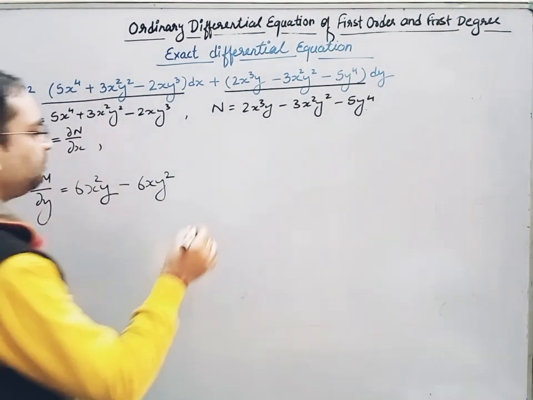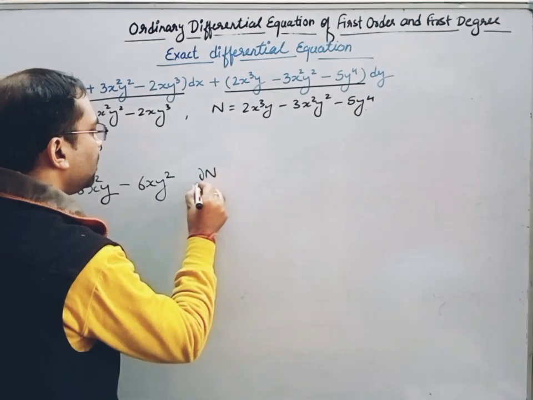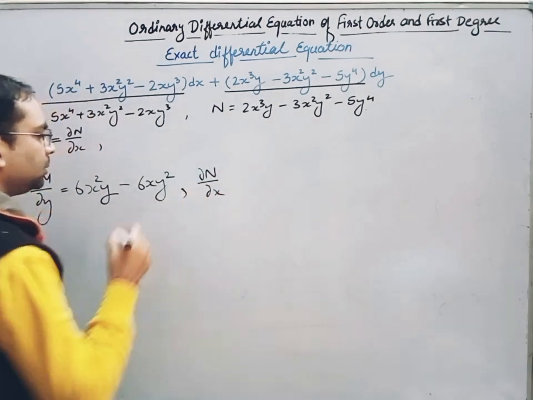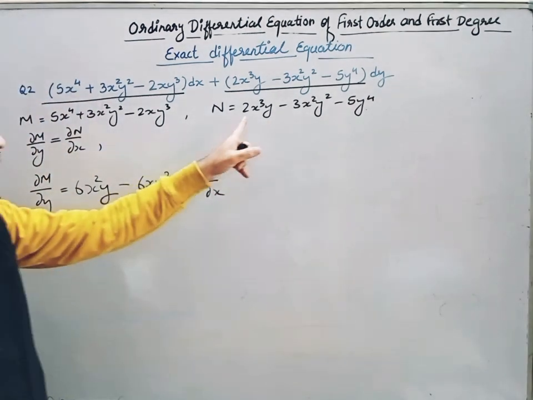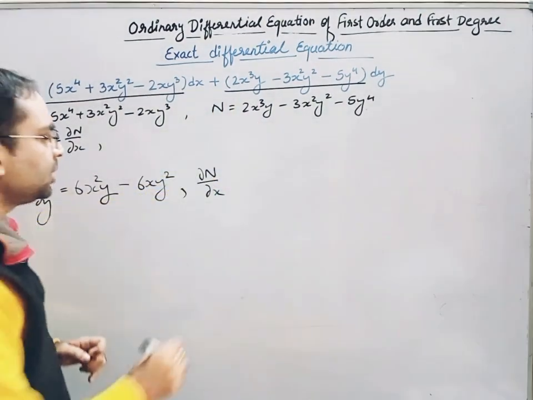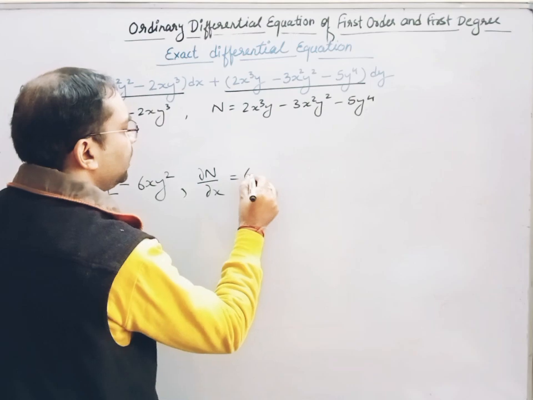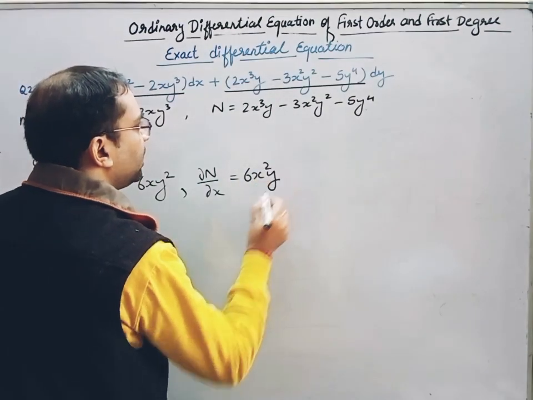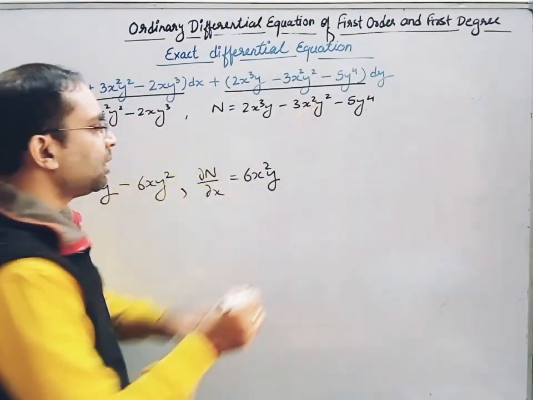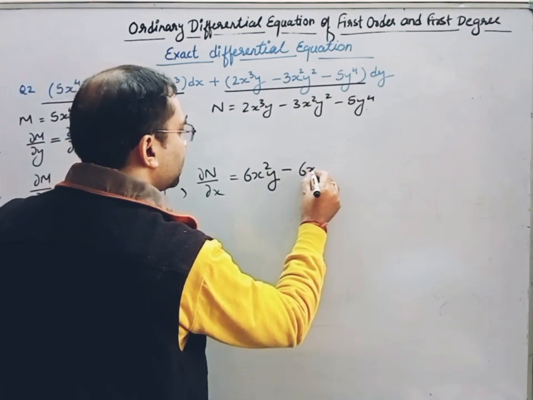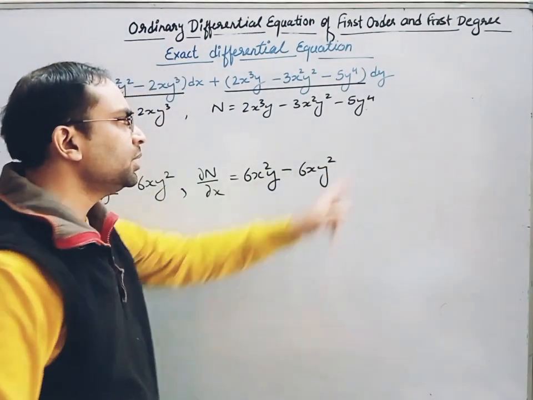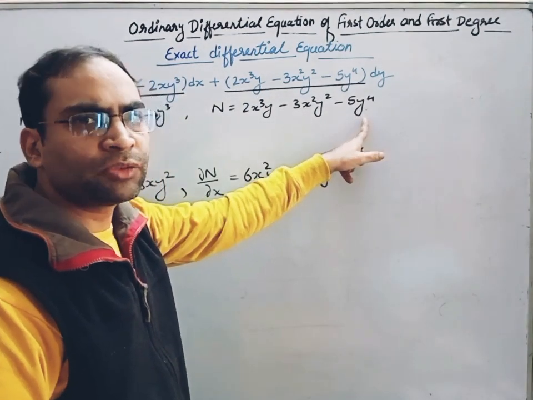Now we'll find the partial differential of N with respect to x. So let's see. This time we have to find it with respect to x, keeping y as constant. So this is x to the power 3, so this is 6x square y. Here x to the power 2, so this will be 6xy square, and this is only a constant, which will be 0.